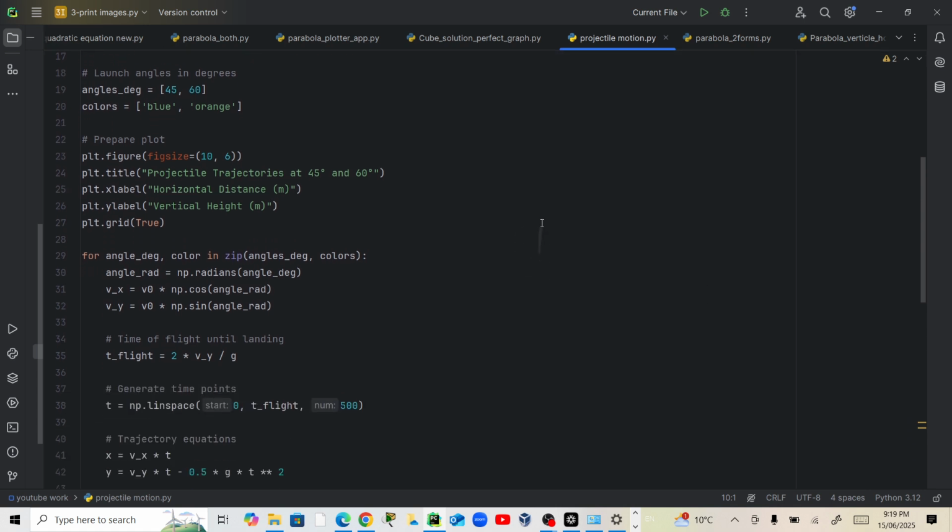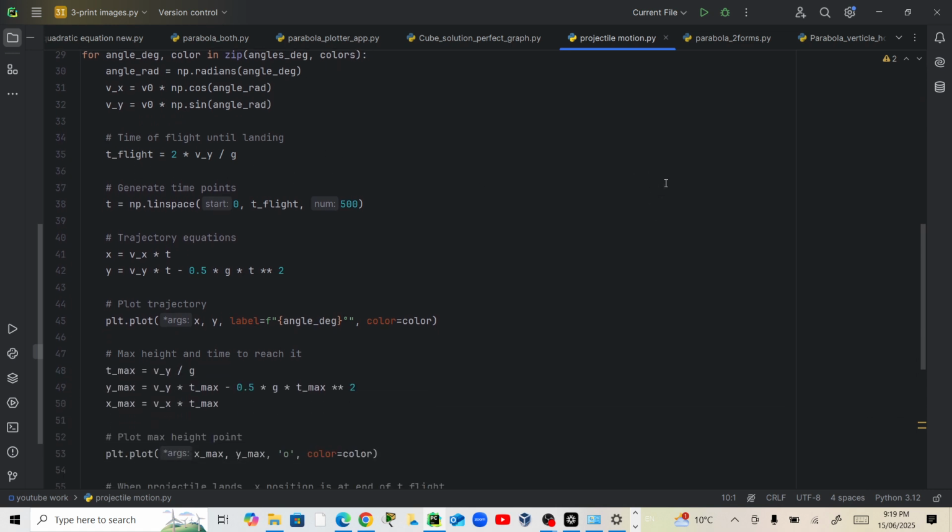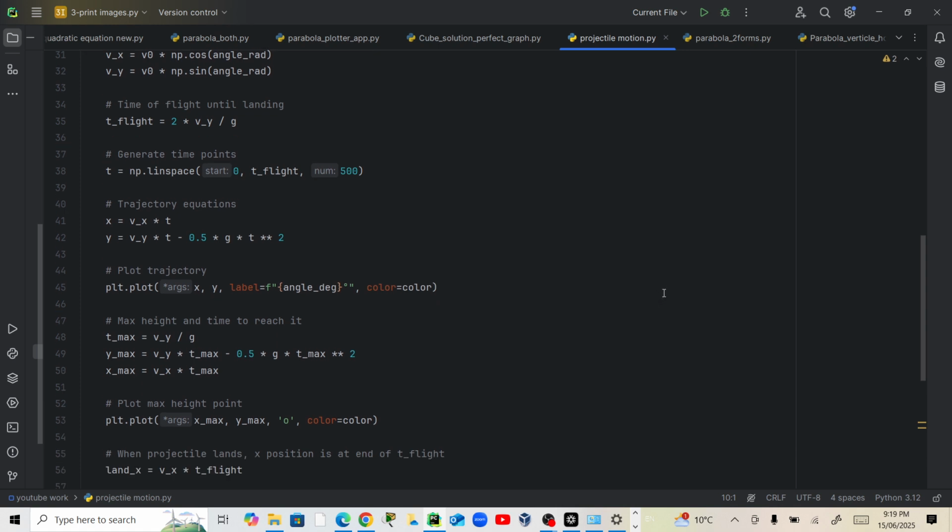So this is the code that we're going to use to draw from the angle and the color. We measure the angle in radians, which I think is a bit more complicated than degrees; you probably learned the difference in school. Then the time of flight until landing, T fly, and then we generate the time points. The quadratic equation is y equals vy times t minus 0.5 g t squared, and x equals vx times t.